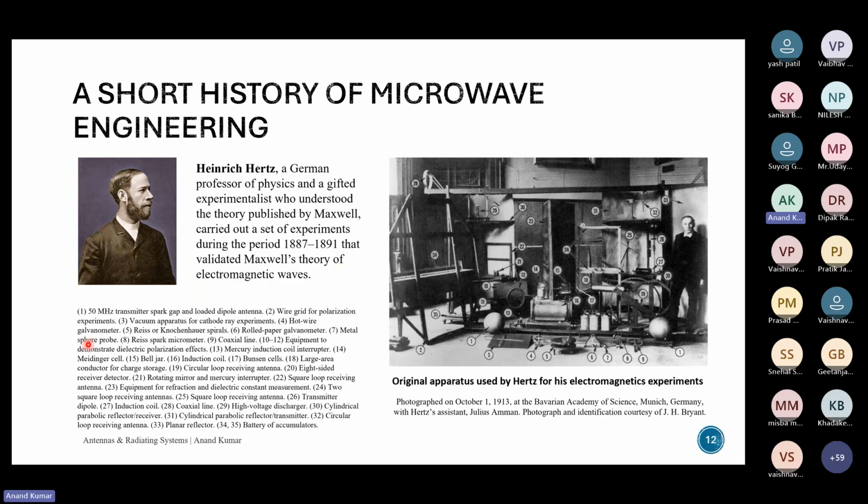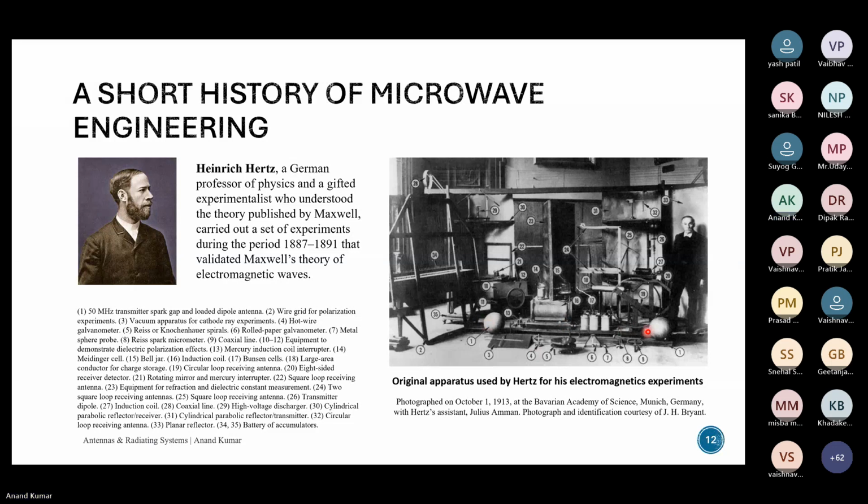So next, once Maxwell had hypothesized the Maxwell's equations, it needed to be tested, and Heinrich Hertz, who was a German professor of physics and a gifted experimentalist, performed the experiments. He designed an experiment to verify Maxwell's theory, and this is the picture of the setup. Over here, if you see, there are these two metallic balls which are connected by a wire, and this was the first dipole antenna, and this is where it all started, this antenna theory.